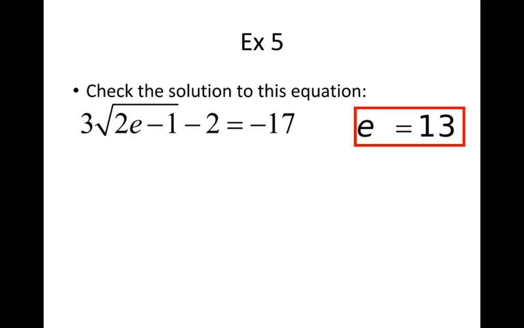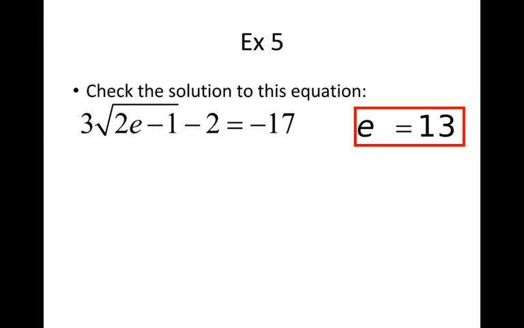All right, example 5, we're going to put that 13 in for E and see if that works. This is another example of an equation that we don't know how to solve yet, but we can check to see if it's a right answer still. Be careful about this: make sure your square root only covers what should be inside the square root. This minus 2 here is not inside the square root.